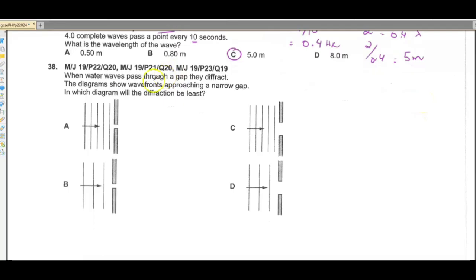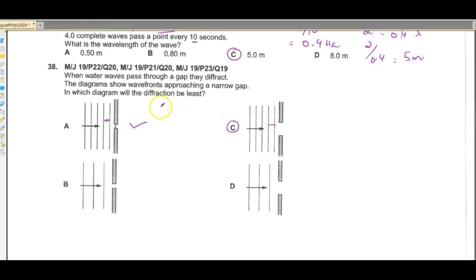Okay, question number 39. When water waves pass through a gap, they diffract. The diagram shows wavefronts approaching a narrow gap. In which diagram will the diffraction be least? Okay, in this one, this and this seem to be almost the same, so diffraction would be high. It won't be least. Here the wavelength is more and the gap is less. Here the gap is way, I think, more than the wavelength. So in this one diffraction should be least, and this seems to be the same. So I think C is the answer.